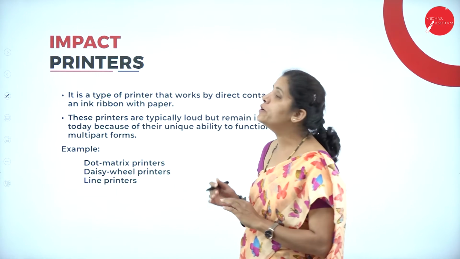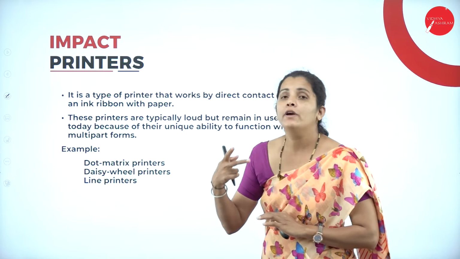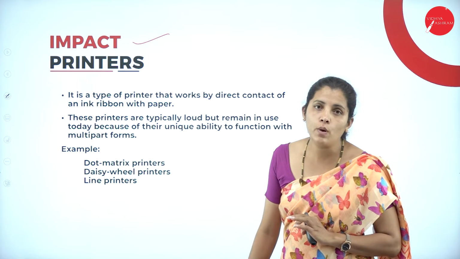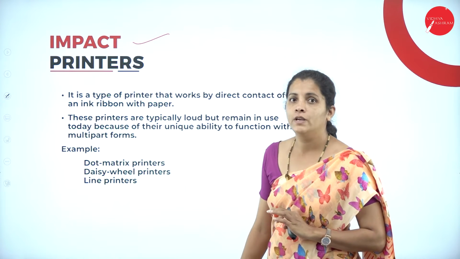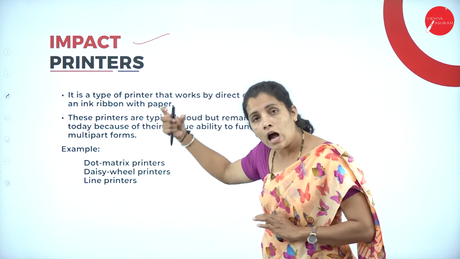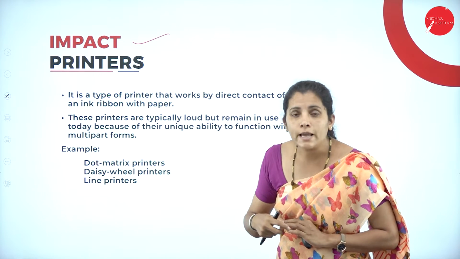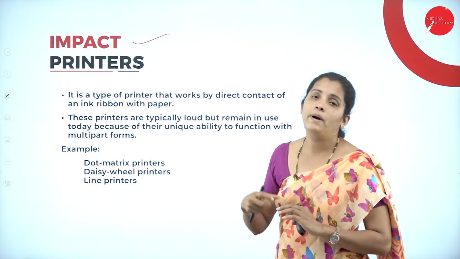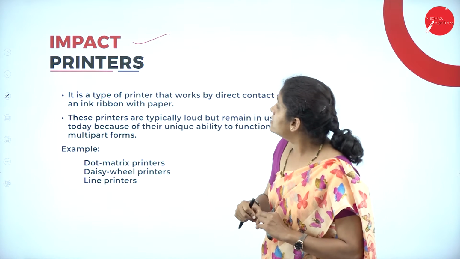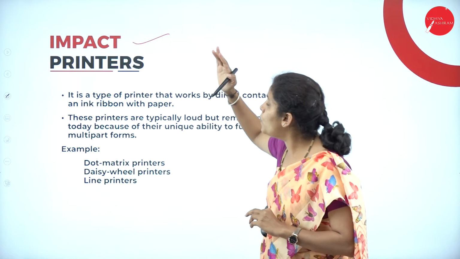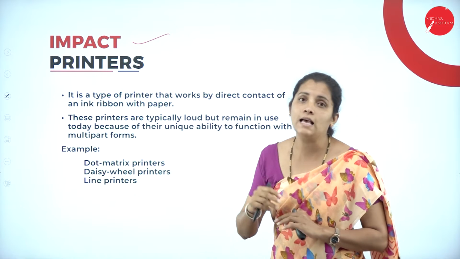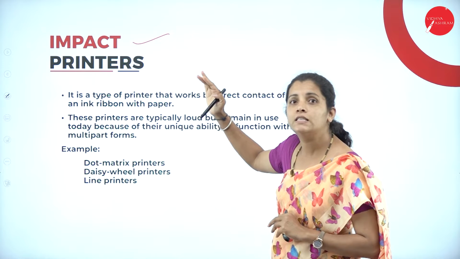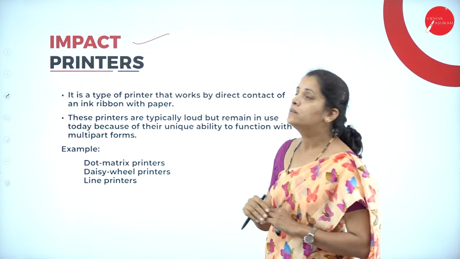Dear students, moving on to the printer. We are going to get two types of printer, one is impact printer and another one is non-impact printer. Here the characters are formed by striking a hammer. At the same time, the working procedure is the same as your typewriting machine.